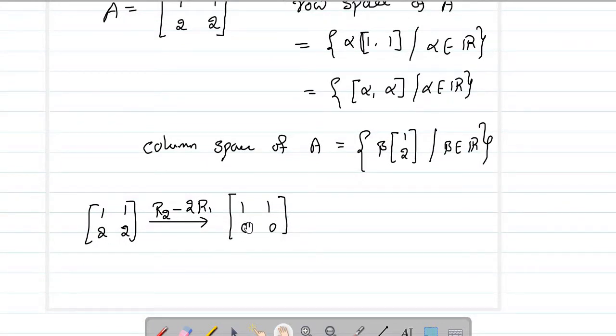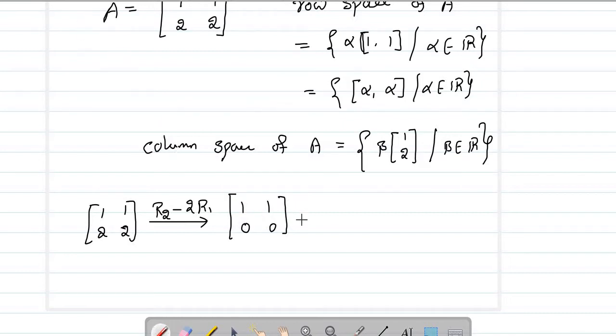Do you agree? Is this a reduced echelon form? Let's see whether it satisfies all conditions or not. The pivot element is 1 and this column contains the pivot, so the rest of the elements are 0. So the second condition is done. And in the second row, there is no non-zero element, so no worries. That's it. It is in the reduced echelon form.